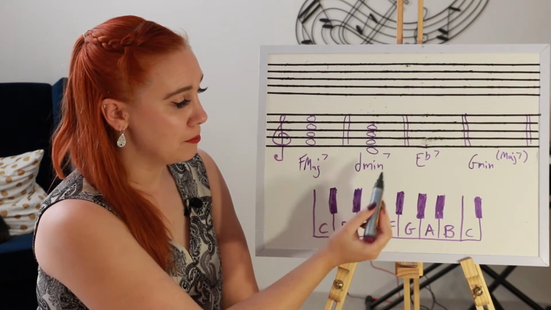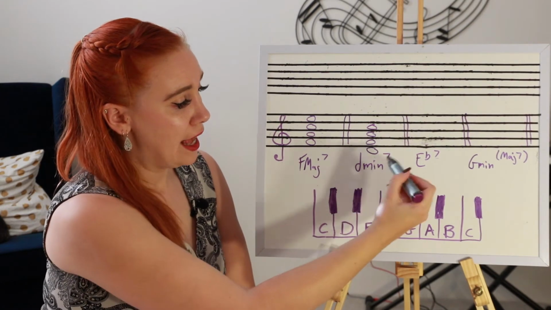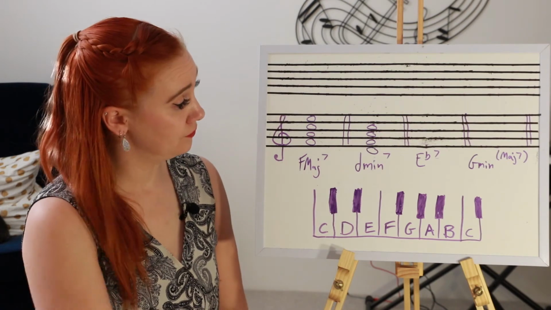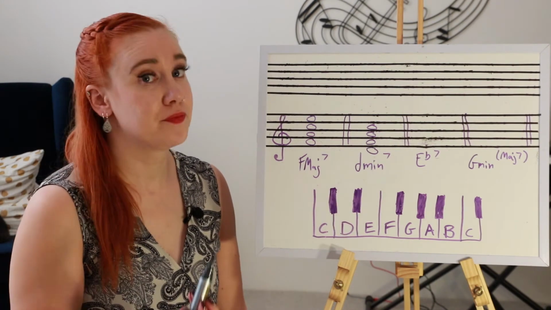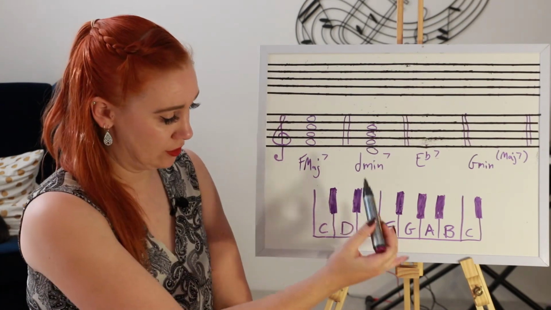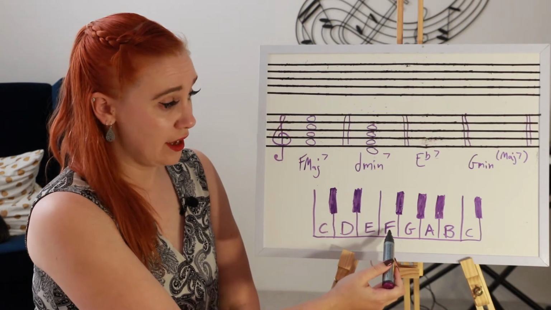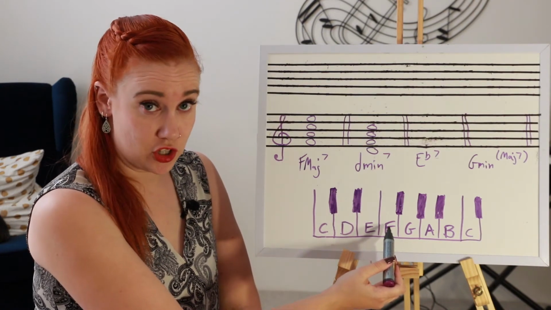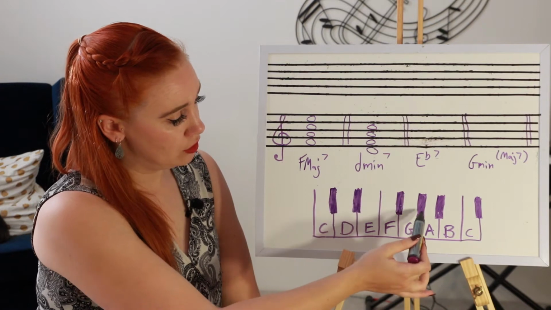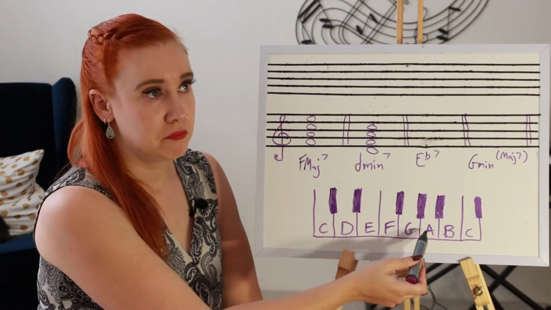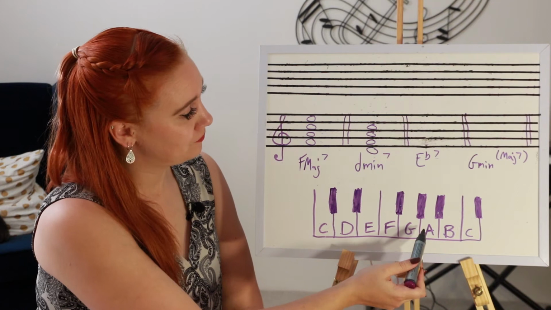So D minor, we've got a minor triad and a minor 7th. So in a minor triad, 3 semitones, then 4 semitones. 1, 2, 3 is F. We've already got an F, so we don't need to change anything. 1, 2, 3, 4 is an A. Once again, we don't need to change anything.